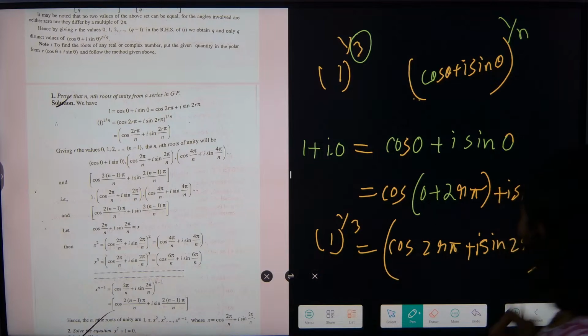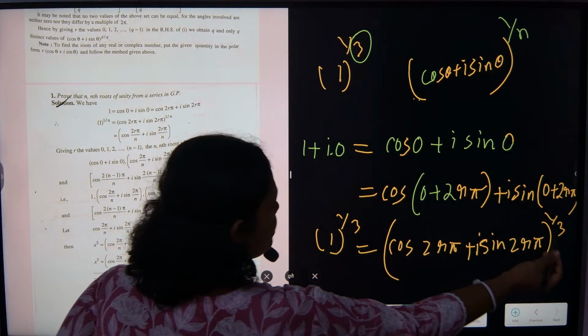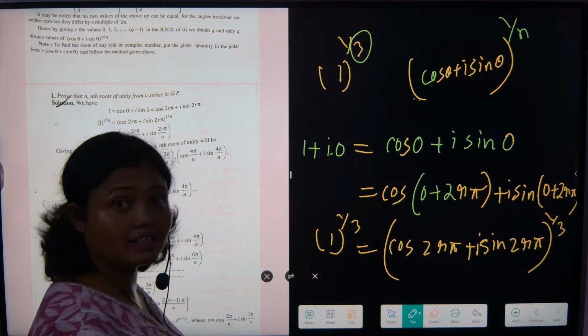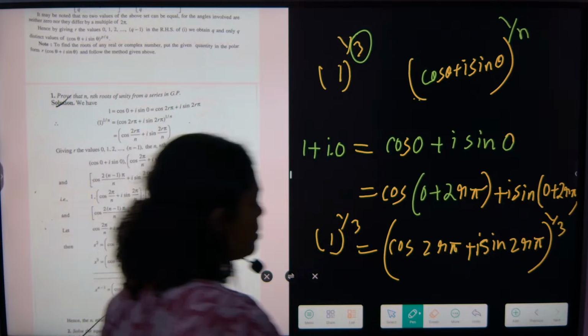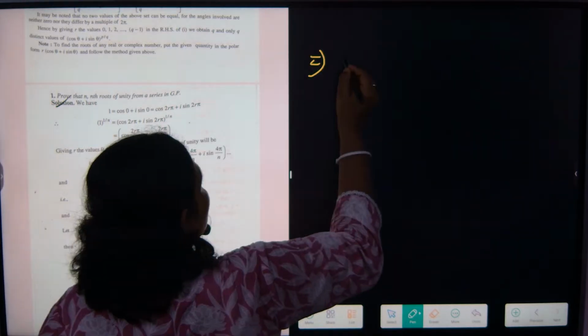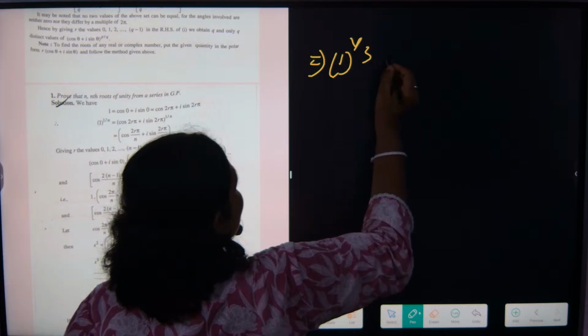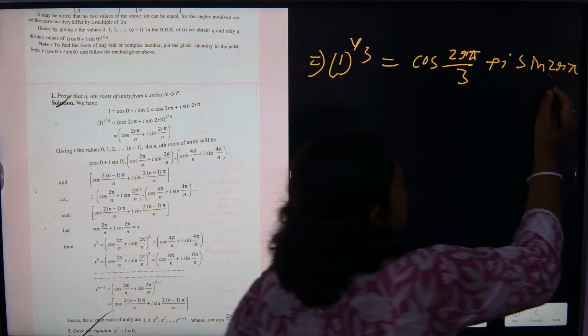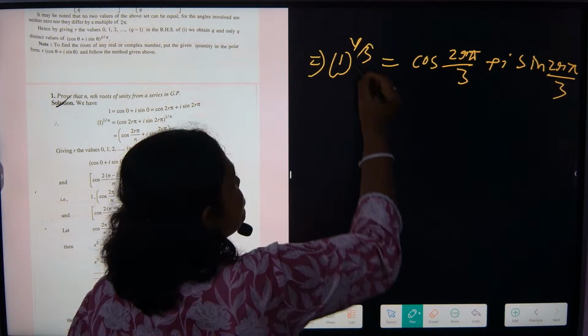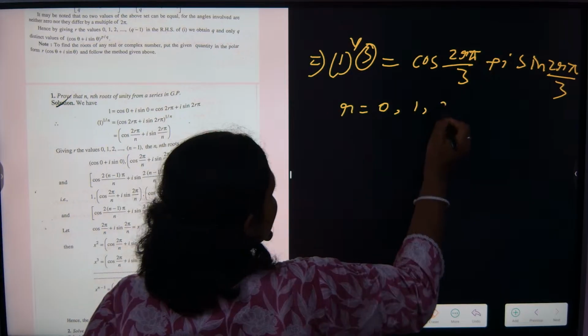So we have this thing. Now multiply 1 by 3 with this. Remember one thing: after adding, we take the general term and then multiply. So what we have is cos 2rπ/3 plus iota sin 2rπ/3, divided by 3. Now how many roots do we need? 3 roots, right? Because 1/3. So put r equals 0, 1 and 2.